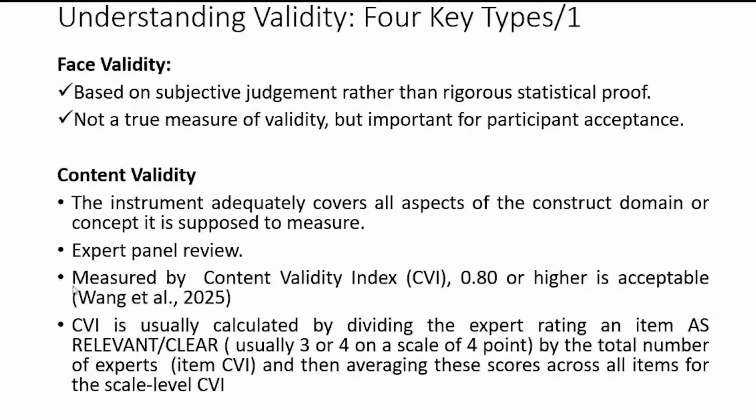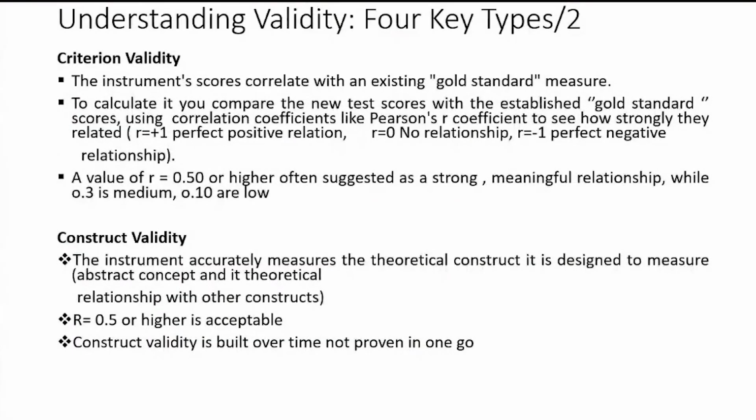All right, the third one is criterion validity. Criterion validity. Here, the instrument's score correlates with an existing gold standard measure. Like, you have a standard, that is the gold standard measure. So the score that your instrument will have must correlate with that standard.